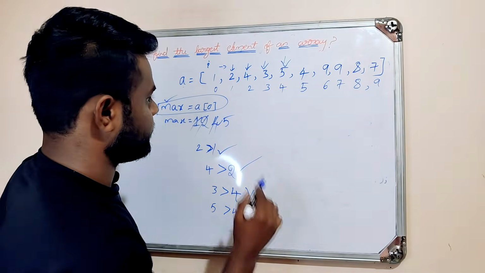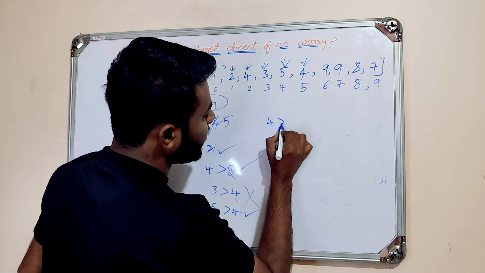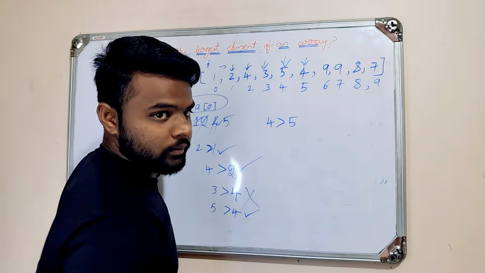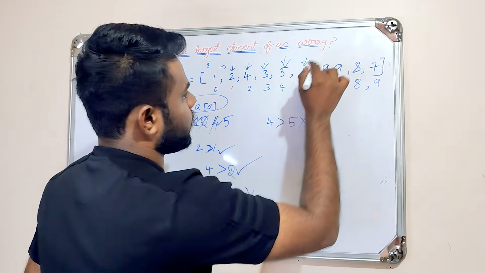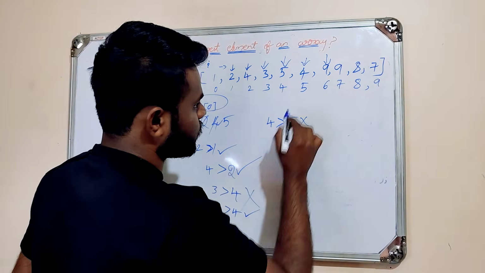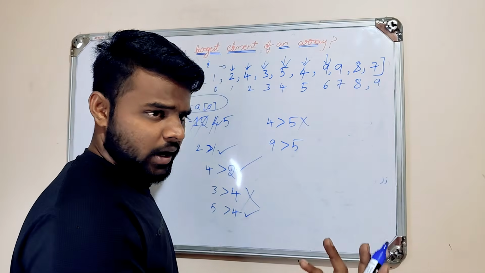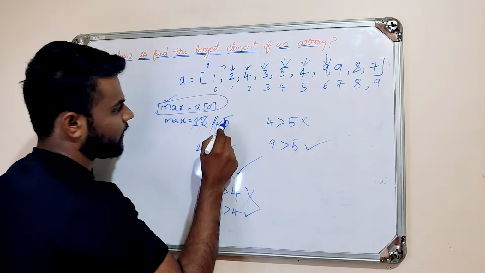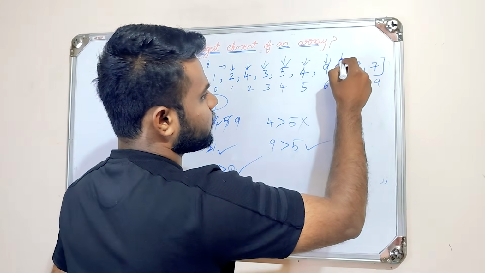Now again you went here. Check: is 4 greater than max? Max is 5. Is it? No. So no updations. Now again you go here. Compare: is 9 greater than 5? Yes. Now update the max value to 9.